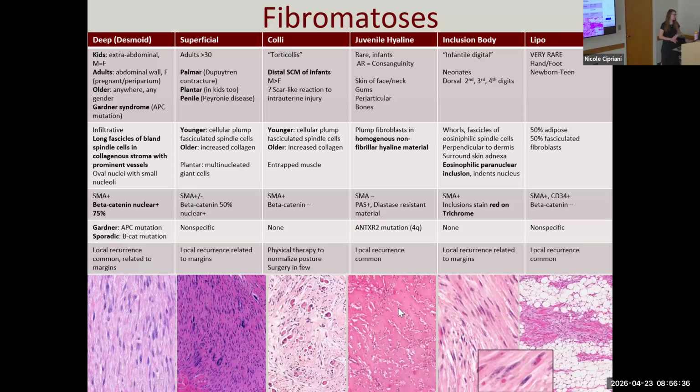Juvenile hyaline fibromatosis is this very rare autosomal recessive disease of this sort of hyalinizing material in various parts of the body that are sort of PAS positive. There's the gene that's associated. Inclusion body or infantile digital fibromatosis has these little inclusions next to the nucleus that stain red on trichrome. Lipofibromatosis, quite rare. You can see this in the distal extremities of young patients with fat and this spindle sort of fibroblastic tissue unrelated to beta-catenin.